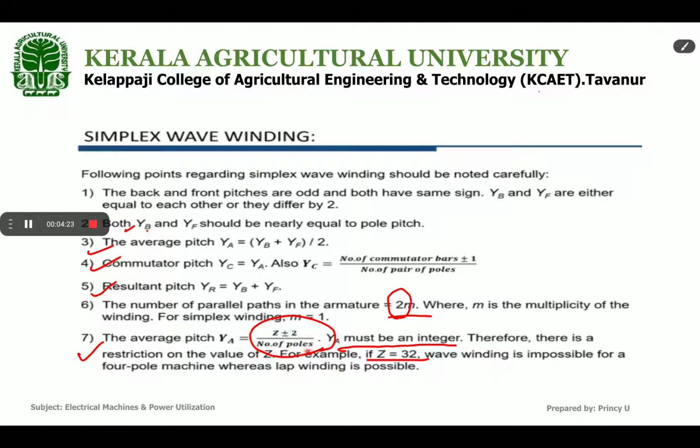Similarly 32 minus 2, 30 by 4. It also is not an integer, so it cannot be wound as a wave winding. But lap winding is possible.